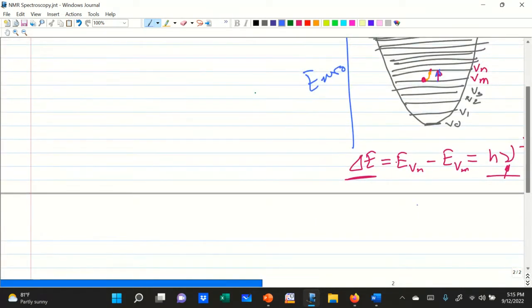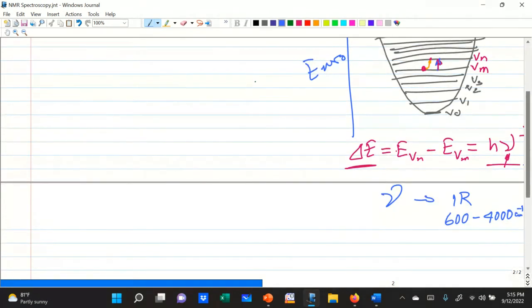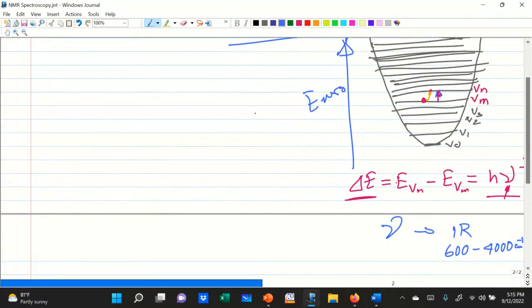So it is not just any frequency of radiation, it is the frequency in the IR region. IR radiation, as you have seen, is between 600 to 4000 centimeter inverse, a peculiar unit called wave number, right? So there is this transition, and that requires an exact match. If you give a huge amount of energy, 10 times more than this amount, no vibrational transition will occur. It has to be an exact match. So it is one kind of resonance.